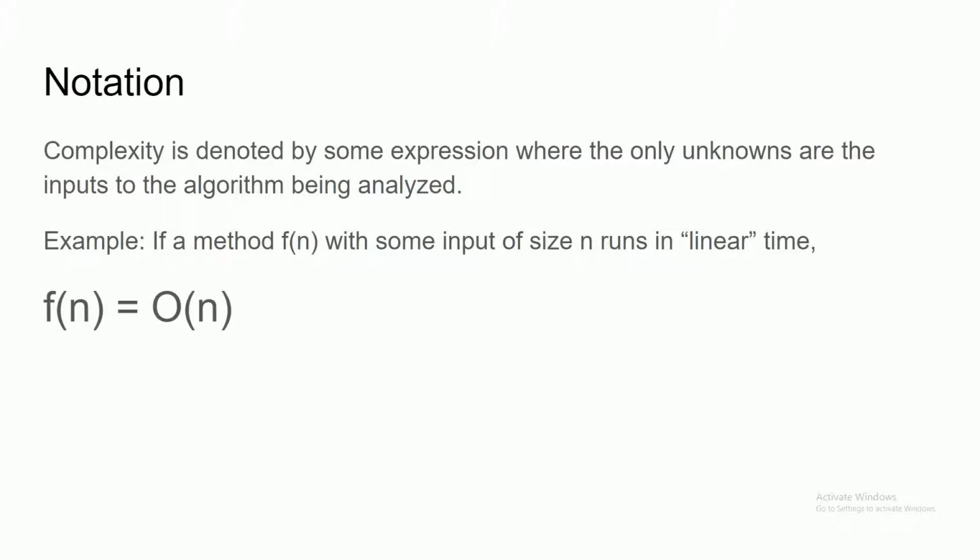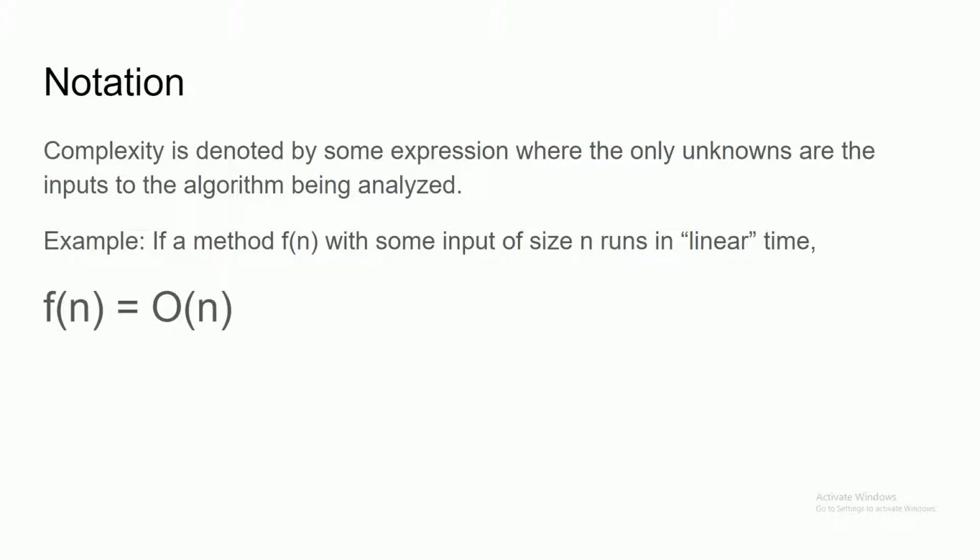So we'll go over notation very quickly here. Complexity is denoted by some expression where the only unknowns are the inputs to the algorithm being analyzed. So pretty much what this means is that for the example that we have here, given an input f of n, where n is denoting the size of whatever argument we input to f, we would denote its runtime with something like big O of n, where this is what we would say if the function f ran in something called linear time, which we'll explain later.